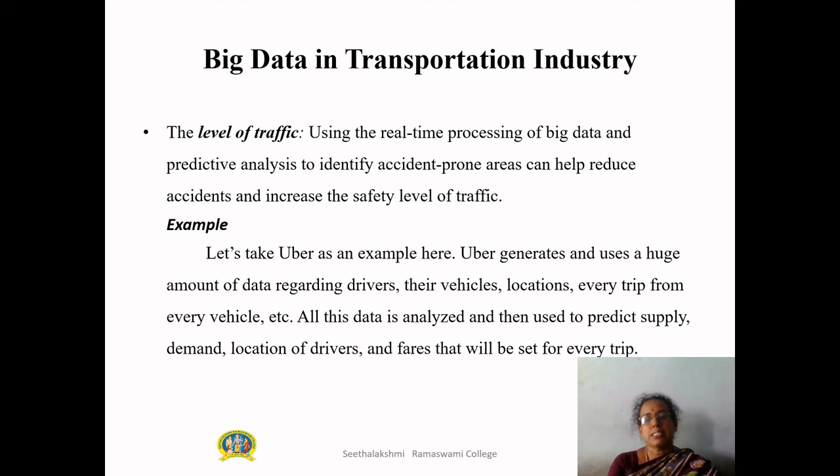Example, let us take Uber as an example here. Uber generates and uses a huge amount of data regarding drivers, the vehicles, locations, every trip from every vehicle, etc. All this data is analyzed and then used to predict supply, demand, location of drivers and fares that will be set for every trip.